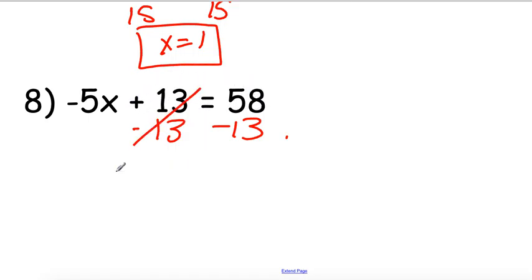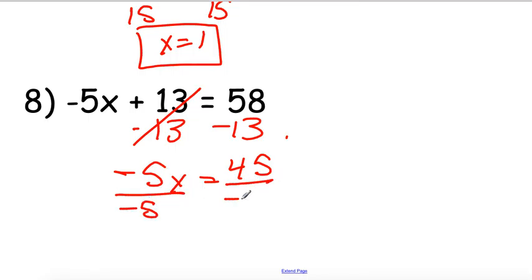So this will cancel out. I'll have negative 5x equaling 45. And some people are a little bit thrown off because there's a negative 5 here, but you can always divide by negative 5 on both sides. So I'll have x equaling negative 9.